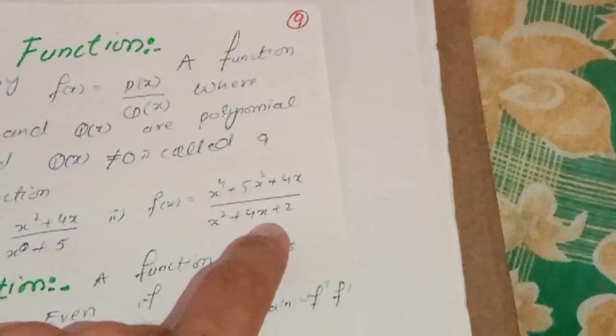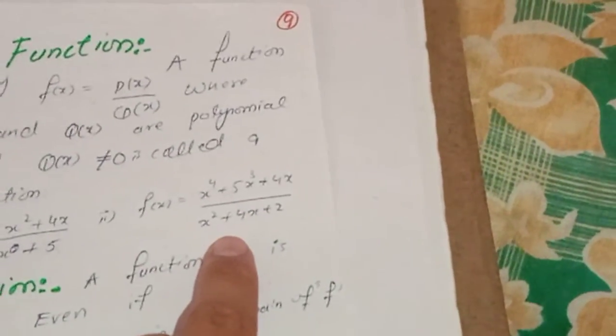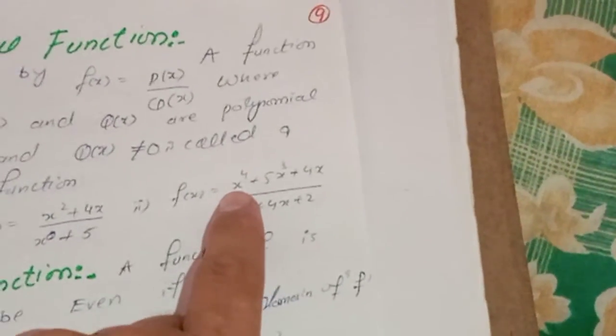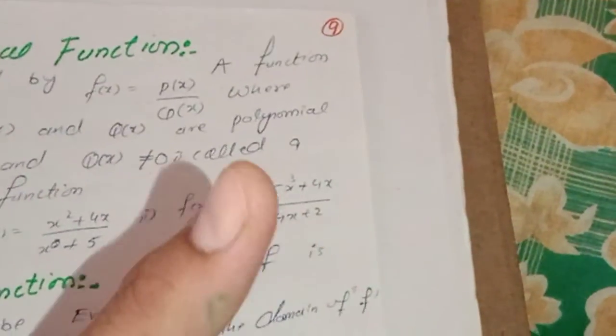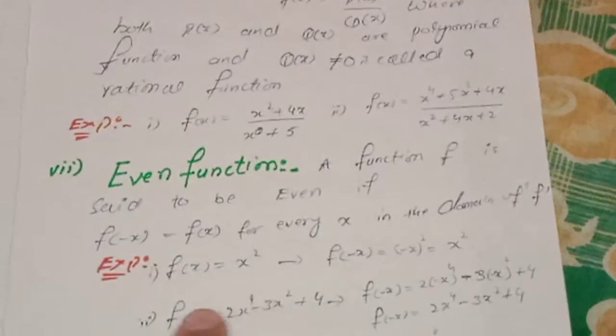Number second, x power 4 plus 5x cubed plus 4x divided by x square plus 4x plus 2, it is also a rational function because the numerator is a polynomial and the denominator is also a polynomial, so we can say that it is a rational function.